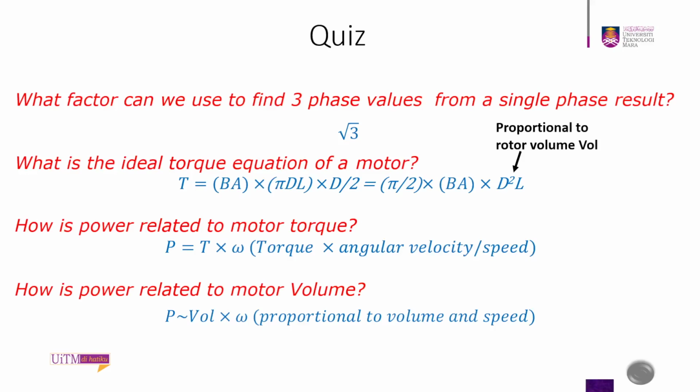And how is power related to motor torque? The mechanical power is always equal to torque multiplied by omega. Omega is the angular or rotational speed or angular velocity, and the torque is in Newton meters. And how is power related to motor volume? We know that torque is proportional to the rotor volume, and therefore power also is proportional to volume and speed, right? So this is the relationship between power and torque, power and volume.